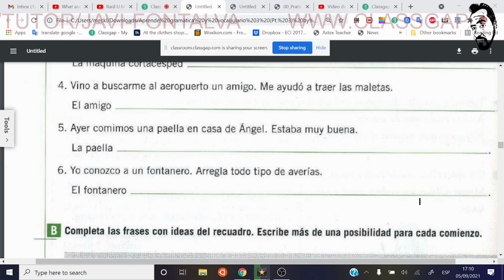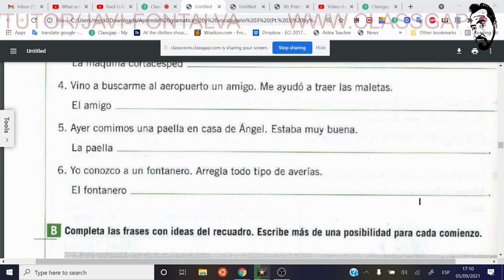Okay, ayer comimos una paella en casa de Ángel. Estaba muy buena. Okay, so la paella que ayer comimos en casa de Ángel estaba muy buena. Exacto. So la paella que ayer comimos. So the paella we ate yesterday in Angel's house estaba muy buena. That's perfect.